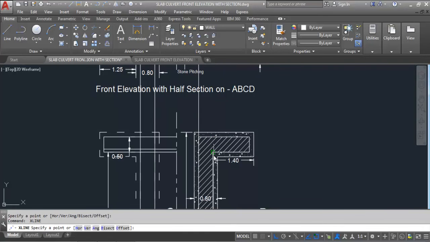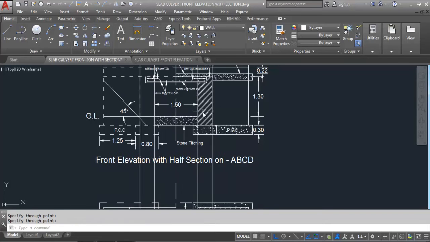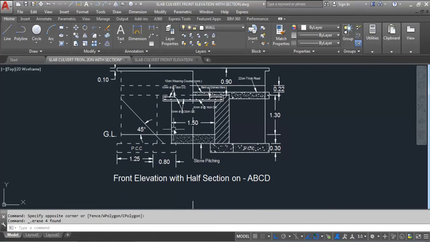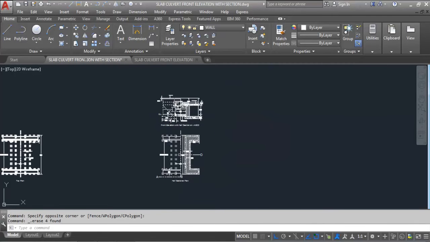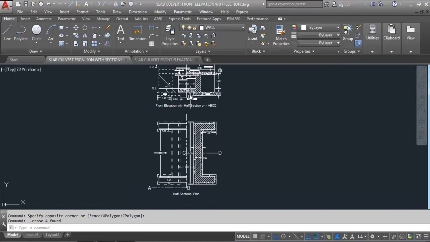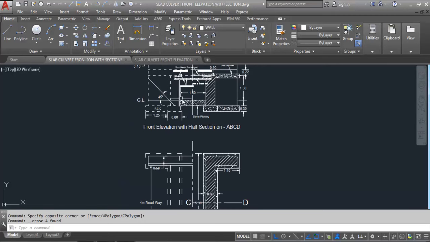So these are the 2 abutment walls, this one and this one. These two are abutment walls. On this side we can't see anything except this line due to the slab. So here we can see only this side wall.